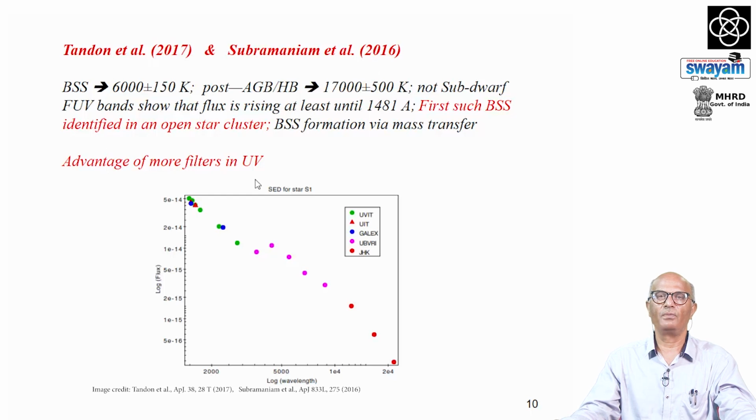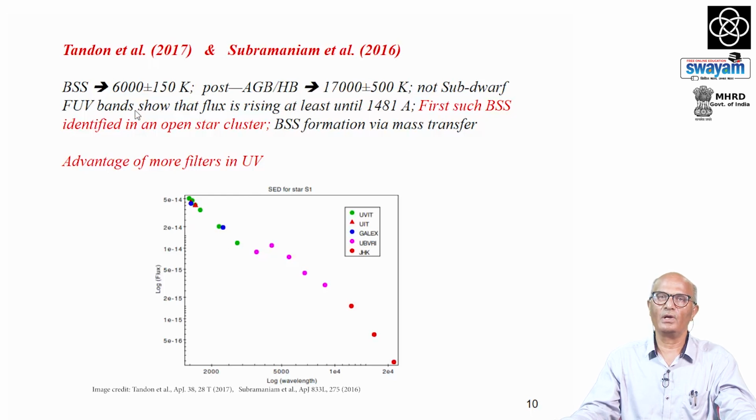In fact, they have identified a very interesting blue straggler star, which has a temperature of 6000 degrees Kelvin, and it is a post asymptotic giant branch star, which has a temperature of 17,000. So, it is a binary combination which is responsible for the blue straggler location, and it is not a sub dwarf.